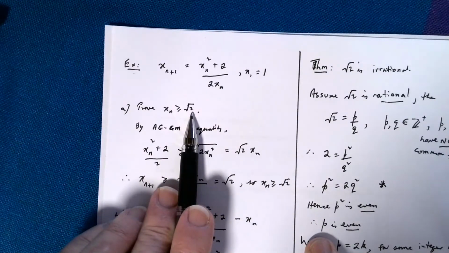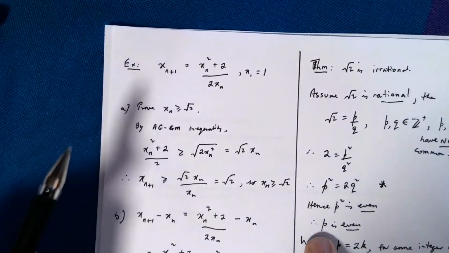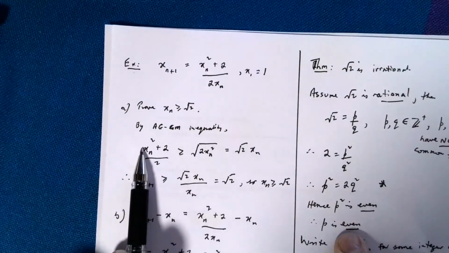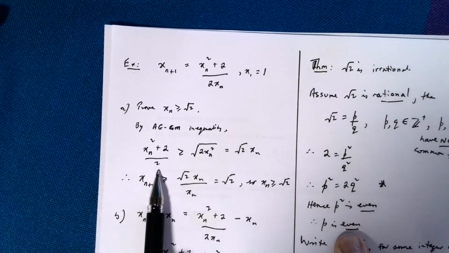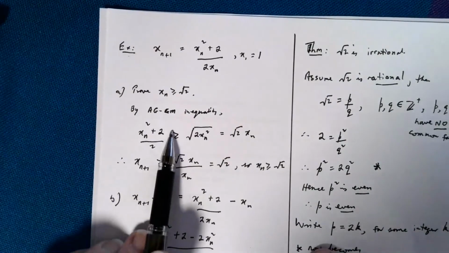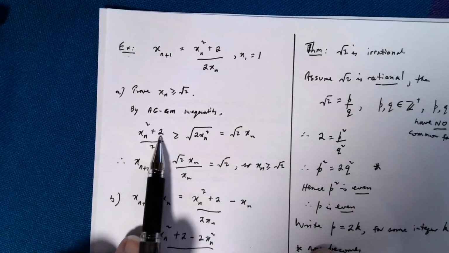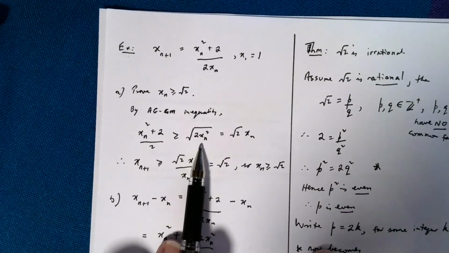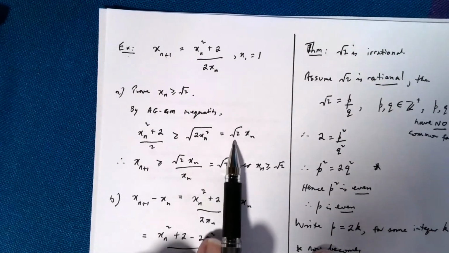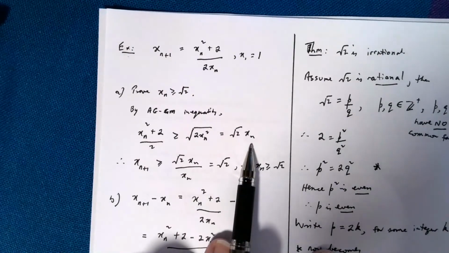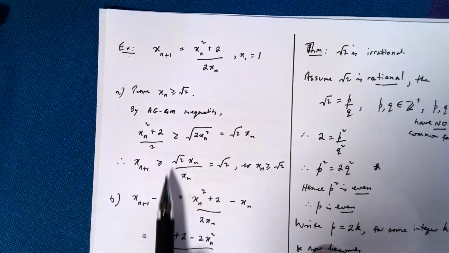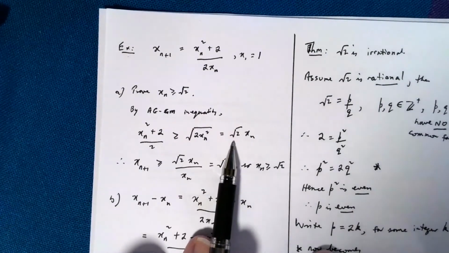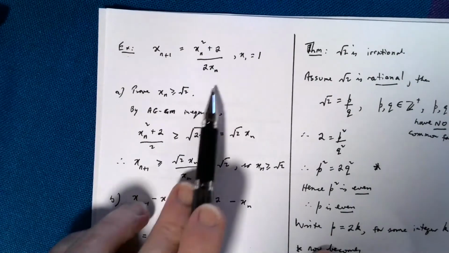So I'm going to apply the AM-GM inequality. I'm going to forget about the xn on the bottom for the moment, and I'm just going to say that, without the xn, the average of xn squared and 2, using the AM-GM inequality, is bigger or equal to the square root of the product of these two. That is, it's the square root of 2 times xn squared. So just note that I'm using the AM-GM inequality here. And that I can simplify to root 2 times xn. So if I now look at this quantity, this is just going to be xn squared plus 2 divided by 2xn.